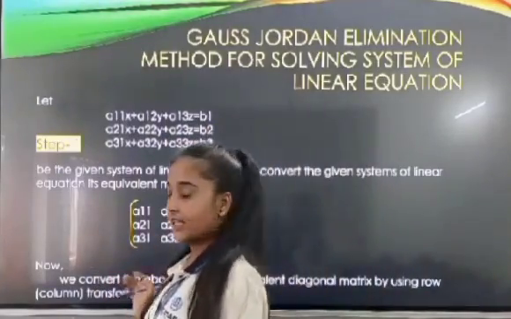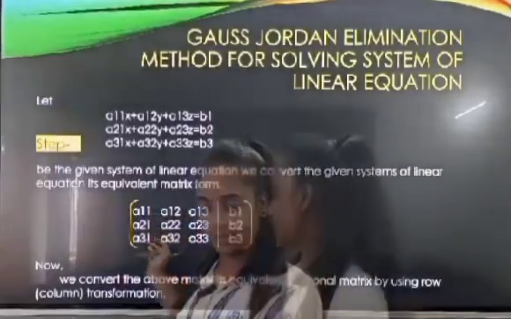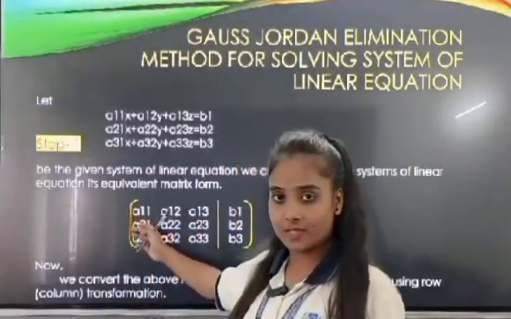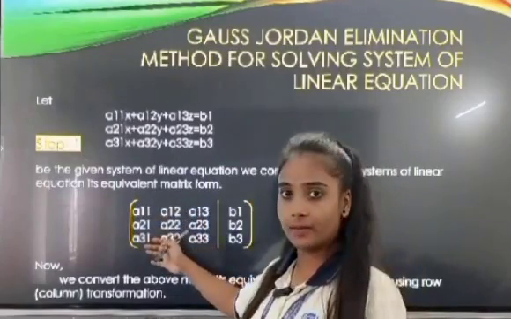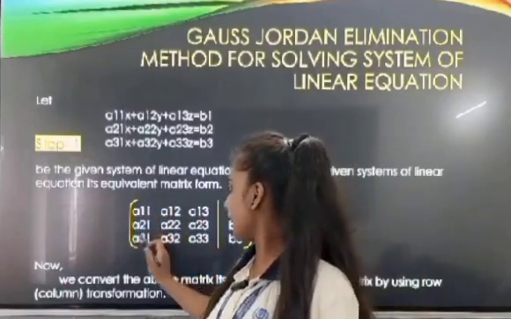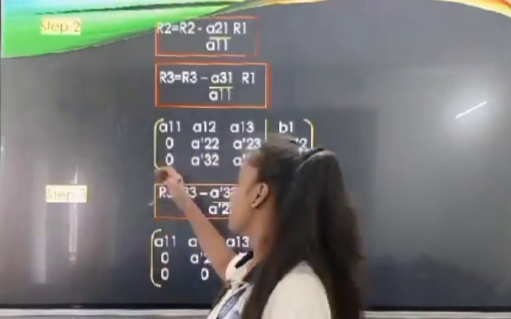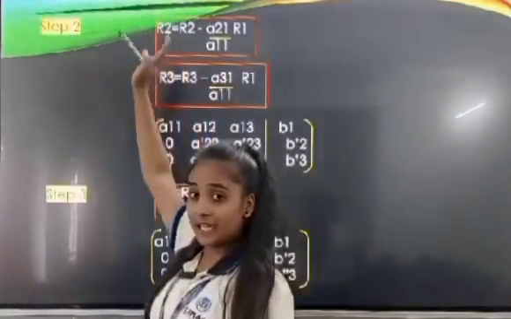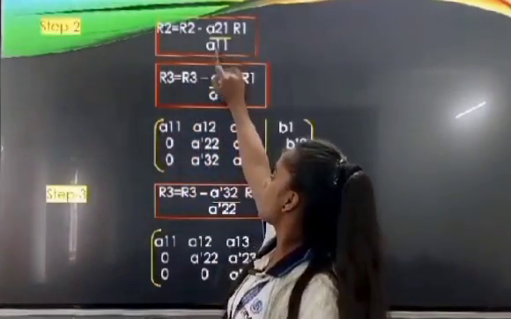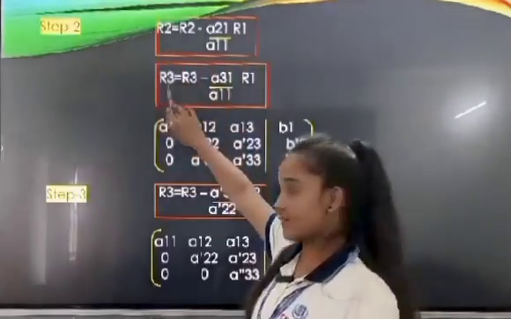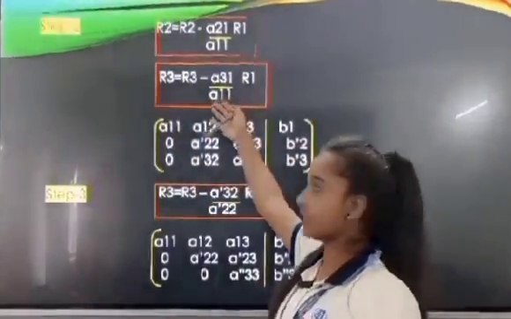Now we convert the matrix into its equivalent diagonal matrix form by using the row transformation method. We keep a11, a22 and a33 on the diagonal, and make the upper and lower diagonal entries 0. For making a21 and a31 zero, we follow step 2. For making a21 zero, we have the formula r2 tends to r2 minus a21 upon a11 times r1, and for making a31 zero, we have the formula r3 tends to r3 minus a31 upon a11 times r1.